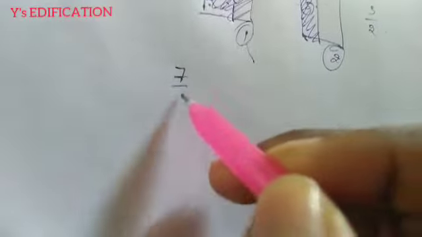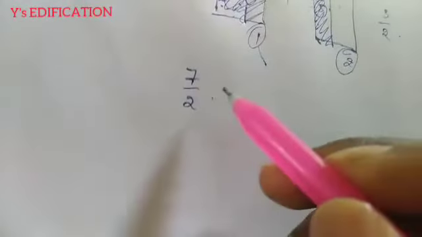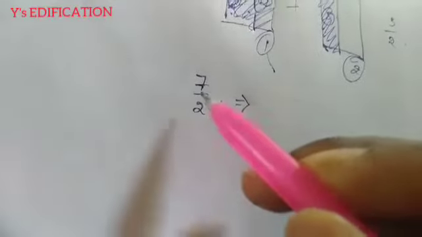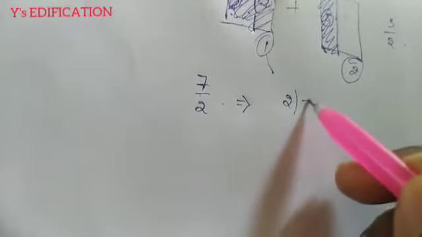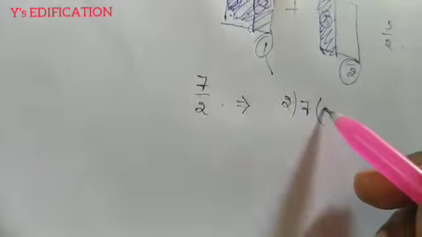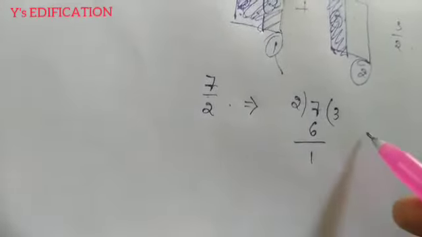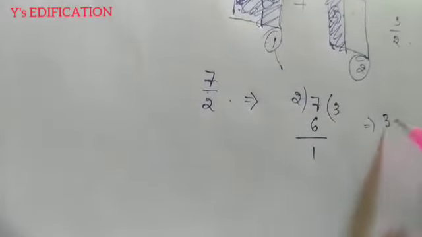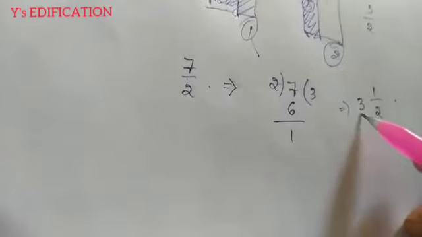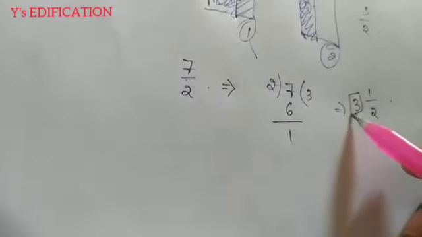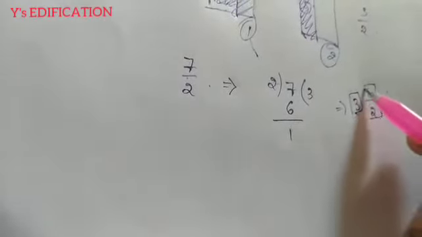Now I want to represent 7 by 2 in a figure. Simply, I will convert this fraction into a mixed fraction. 2 threes are 6, so 7 minus 6 is 1. So it is 3 and 1 by 2. I have to shade 3 complete portions and 1 half portion.